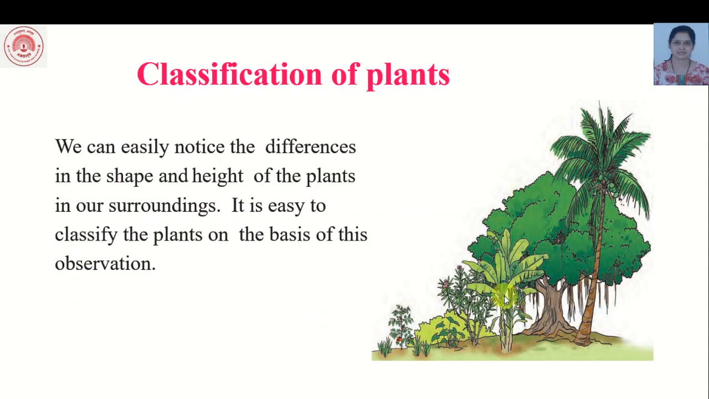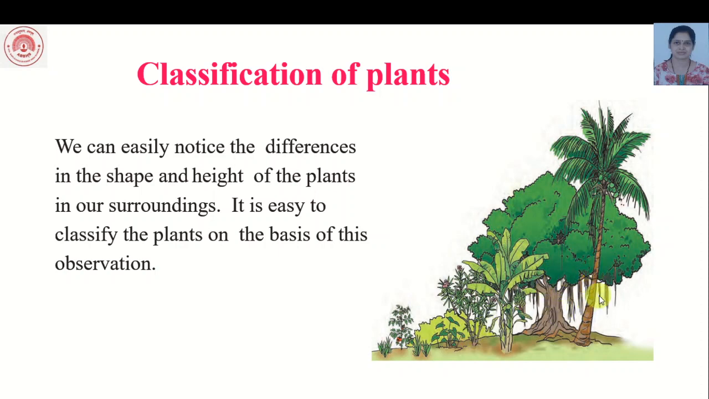Observe this picture. How to classify the plants? We can easily notice the differences in the shape and height of the plants in our surroundings. Observe these two plants. Observe the shape. The shape of the banyan tree is round, and if we observe the coconut plant, its branches grow at the top, and if we observe the branches of the banyan tree, they grow above the ground at some height. So some plants are taller whereas some plants are shorter.